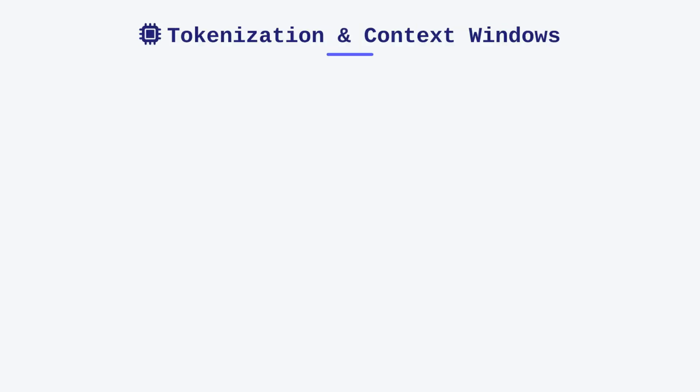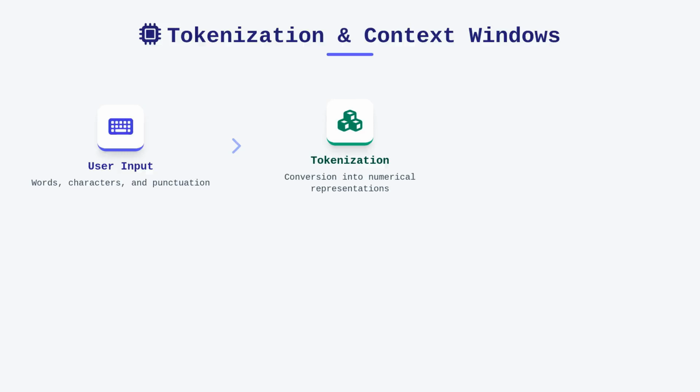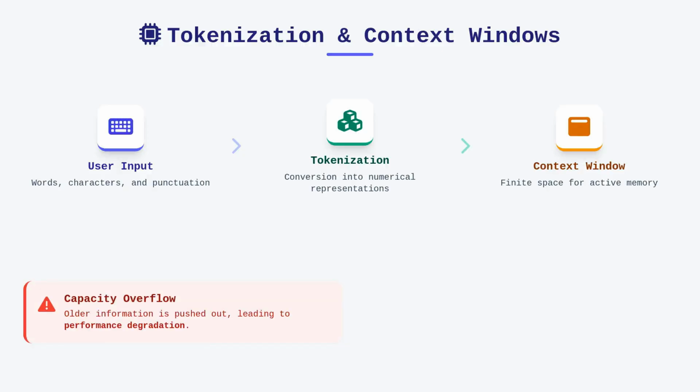A critical part of this interaction is understanding how the model perceives your input through the lens of tokenization and context windows. Every word, character, and punctuation mark you submit is broken down into tokens, which are numerical representations the model can process. These tokens consume space in a finite context window, creating a boundary that dictates how much information you can provide at once and how much the model can remember during a dialogue. When you exceed this capacity, the system begins to push older information out of its active focus, which can lead to a degradation in performance or memory. Designing your prompts requires a constant awareness of this technical limitation, ensuring that the most vital instructions remain at the forefront of the model's limited attention span.